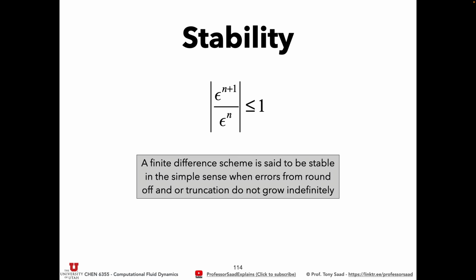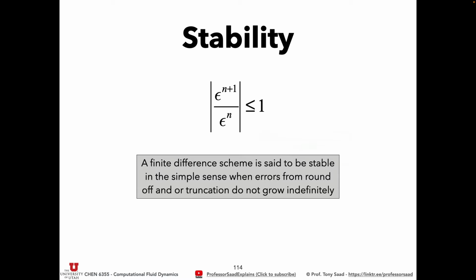And that is due to stability. So we are going to define naive stability, or the simplest meaning of stability, as your solution is not blowing up, right? So we're going to define instability as a solution that oscillates or that grows unbounded. Okay, it could oscillate and stay bounded. That might be acceptable to you, as long as it's bounded. Okay, but stability in the simple sense is when errors from round-off and or truncation do not grow indefinitely.